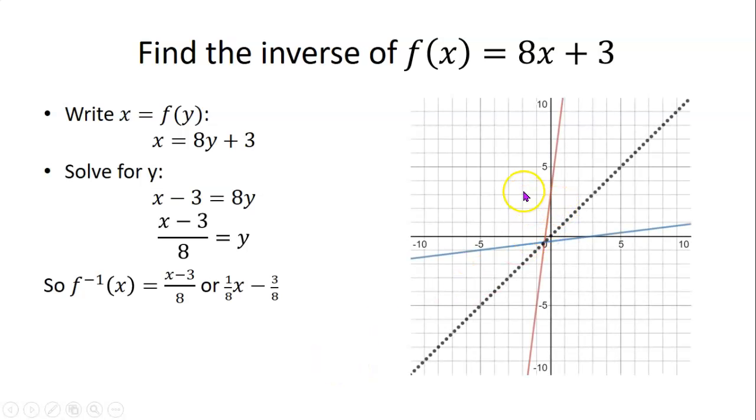And here's the graph of the original function, 8x plus 3, and what we came up with for the inverse, 1/8 x minus 3/8. And they do look like inverses.